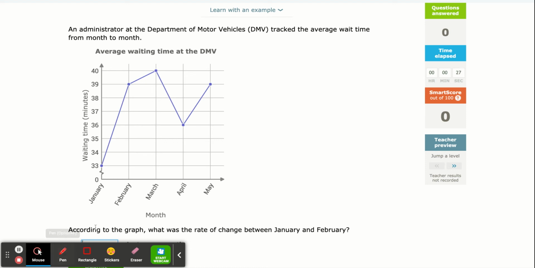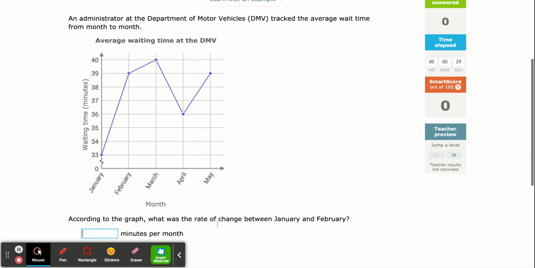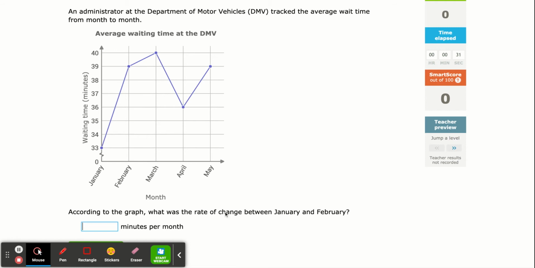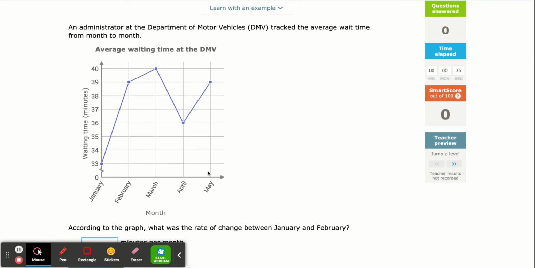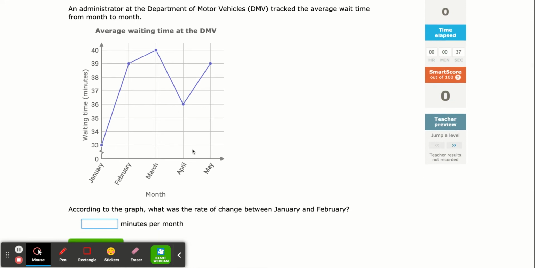Welcome. In this lesson, the main thing I want you to get is that rate of change is slope. So we're going to talk about rates of change, and the rates of change don't have to be constant. The question just says, according to the graph, what was the rate of change? And again, I want to emphasize that rate of change is the same as slope.